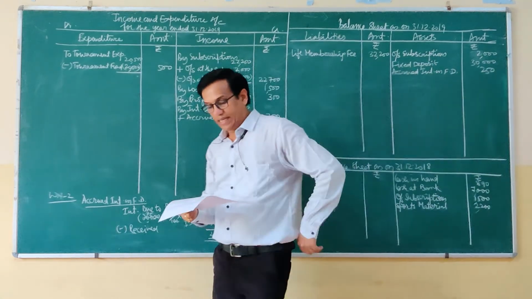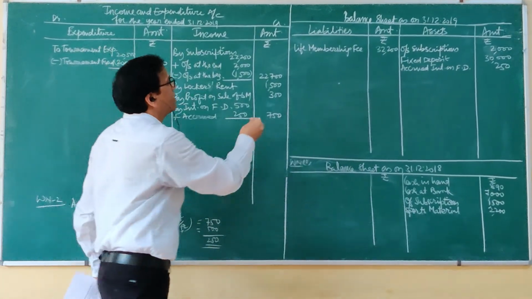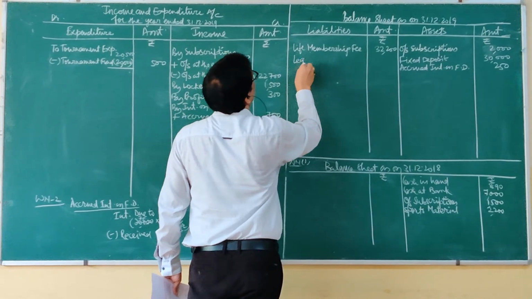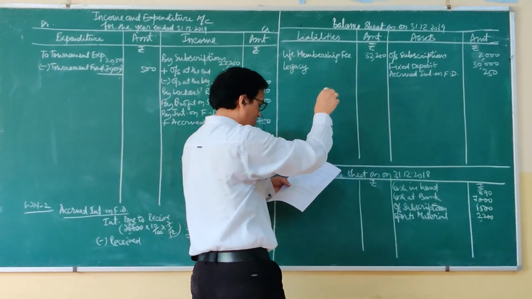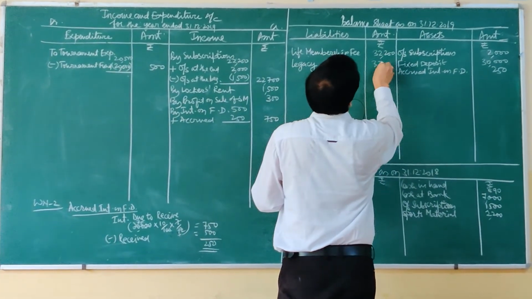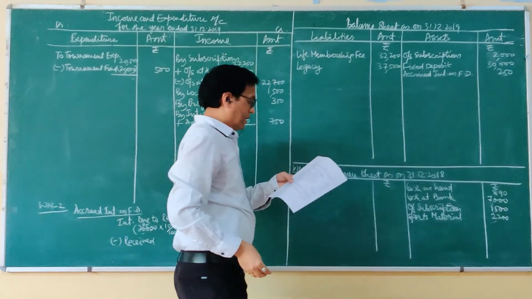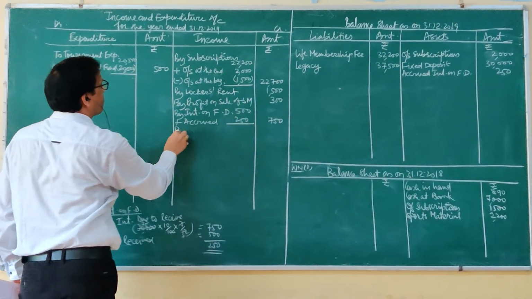Okay. Then to legacy. Legacy is our capital asset. So we write here legacy on the liability side of the balance sheet. 37,500. Then entrance fee, here we take by entrance fee.